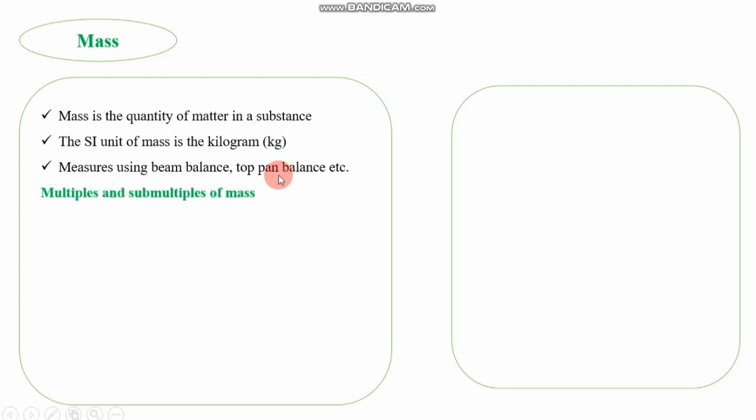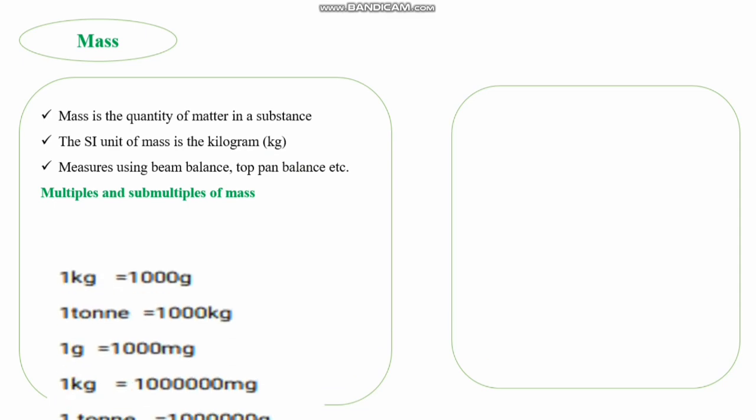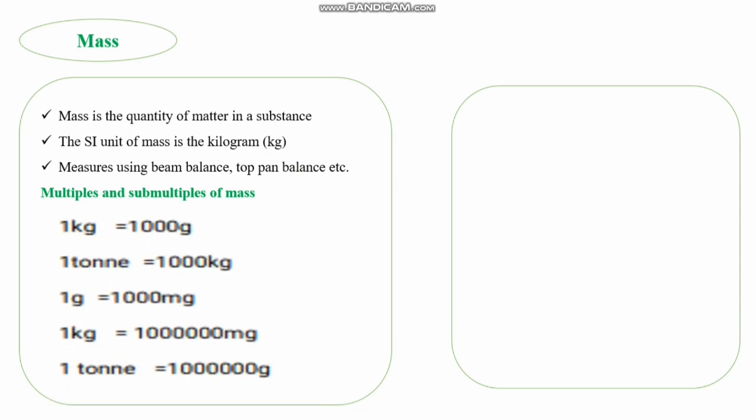So we have different multiples and submultiples of mass, same like other quantities such as area. For mass also we have some multiples and submultiples. We have 1 kg is equal to 1,000 grams. 1 ton is equal to 1,000 kilograms. 1 gram is equal to 1,000 milligrams, and 1 kilogram is equal to 1,000,000 milligrams. So you can interconvert within the multiples and submultiples.